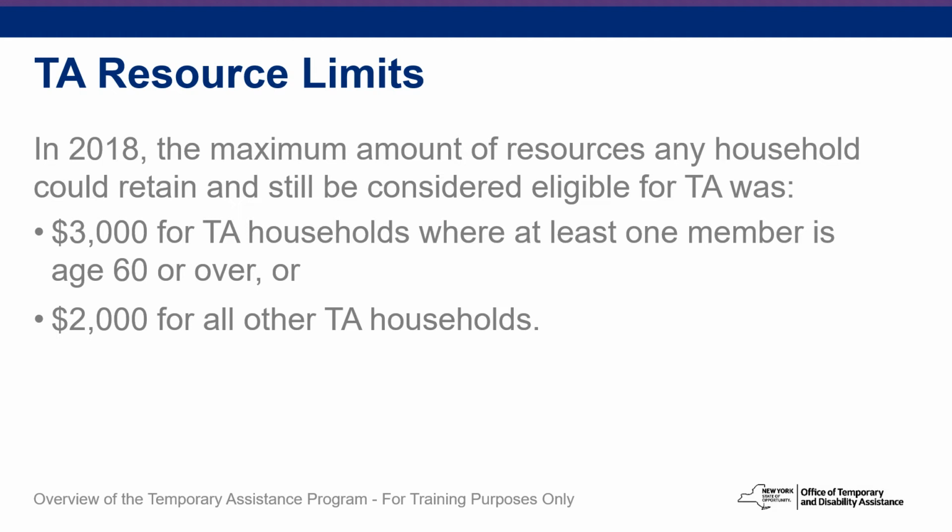Along with income guidelines, households must also meet certain resource limits. TA resource limits are the amount of real and personal property and assets that a TA household can have and still be eligible for TA. For example, in 2018, the maximum amount of resources any household could retain and still be considered eligible for TA was $3,000 for TA households where at least one member is age 60 or over, or $2,000 for all other TA households. A primary home and certain assets are not considered when determining TA resource limits.